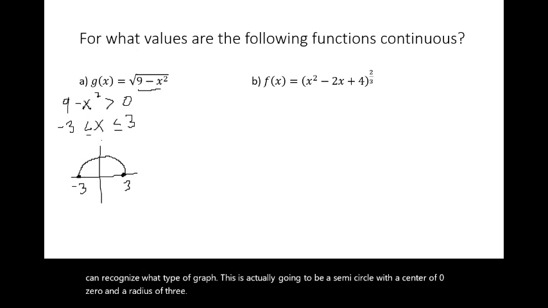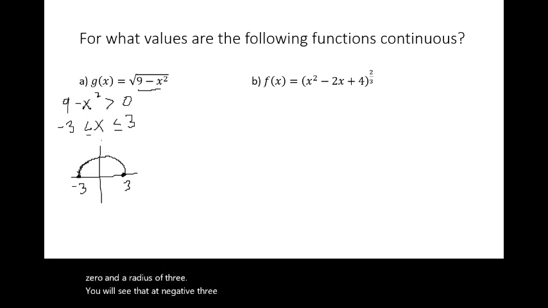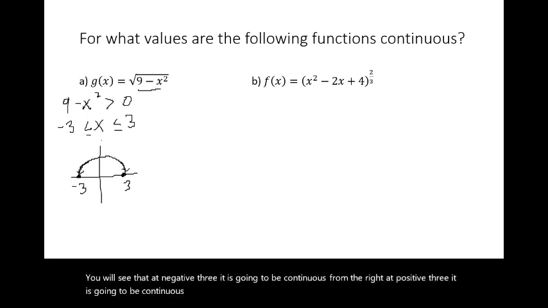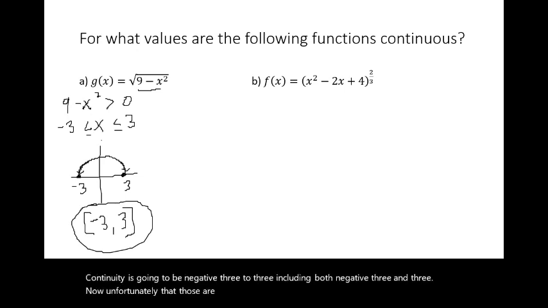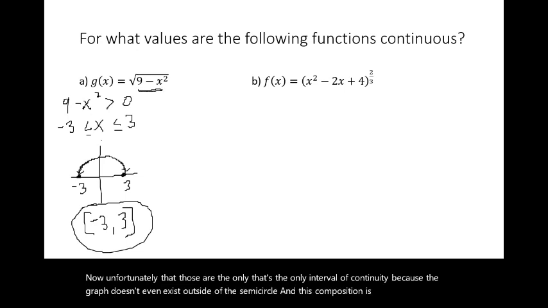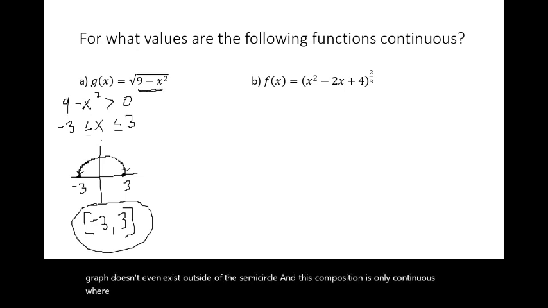You will see that at negative 3, it is going to be continuous from the right. At positive 3, it is going to be continuous from the left. So your interval of continuity is going to be negative 3 to 3, including both negative 3 and 3. Now, unfortunately, that's the only interval of continuity, because the graph doesn't even exist outside of the semicircle, and this composition is only continuous where the inside function is greater than 0.